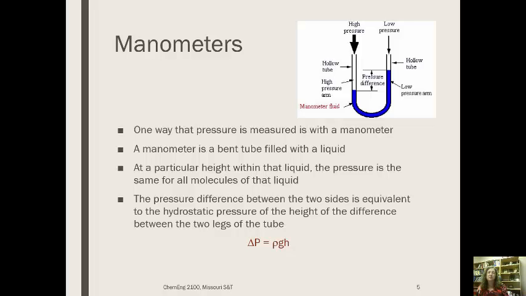Again, I assume that you've seen pressures in other courses, and you will in many other courses. So this was a very brief overview. Next lecture is going to be on temperature.